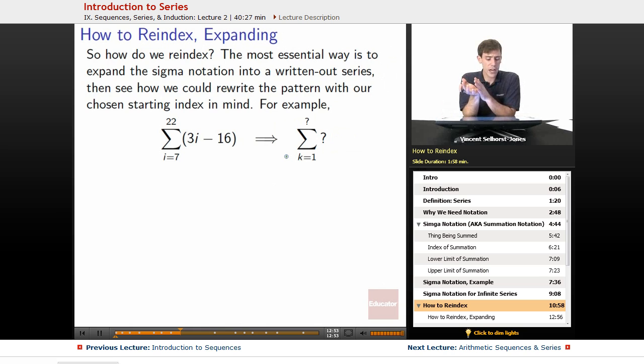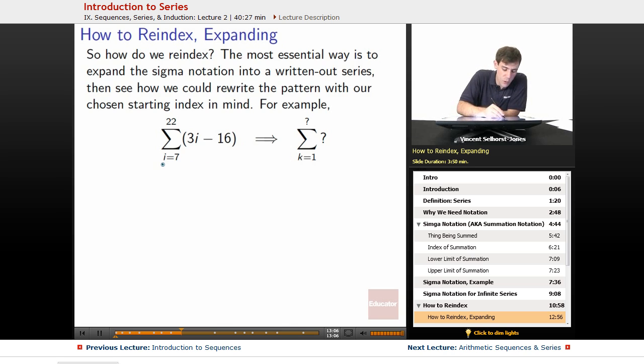Right. So how do we actually reindex? The most essential way is to expand the sigma notation into a written out series, then see how we could rewrite the pattern with our chosen starting index in mind. So for example, if we want to go from i equals 7 to k equals 1, we can just start off by, a series is just a shorthand way of writing out something plus something plus something dot dot dot plus something, right? And even that's a shorthand way of writing out every single term. So we can expand it into that format.